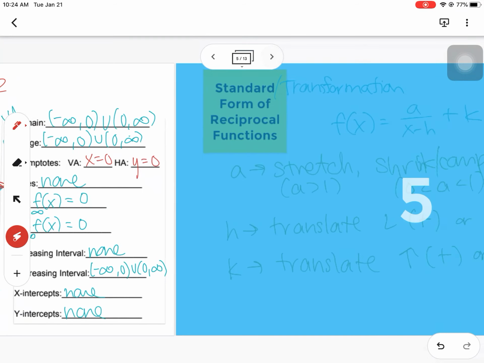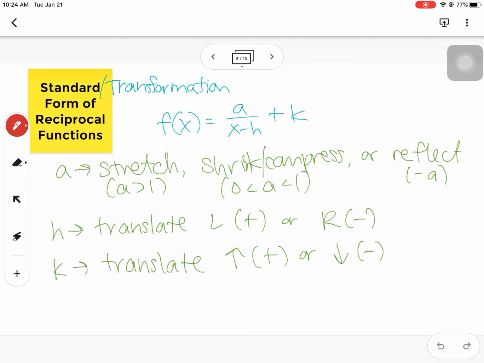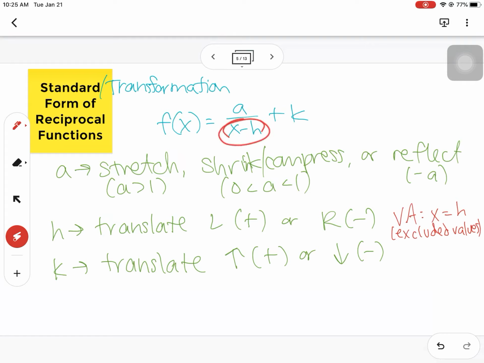Close enough. So the left and right, if you remember, moved my vertical asymptote. So my vertical asymptote is always at x equals h. This also really just comes from your excluded values that we have talked about all chapter long, where you would set your denominator equal to 0. And if we solved this, we would get x equals h. So it's the things x can't be, so it's our excluded values. Your horizontal came from moving it up and down, so that's always at y equals k.